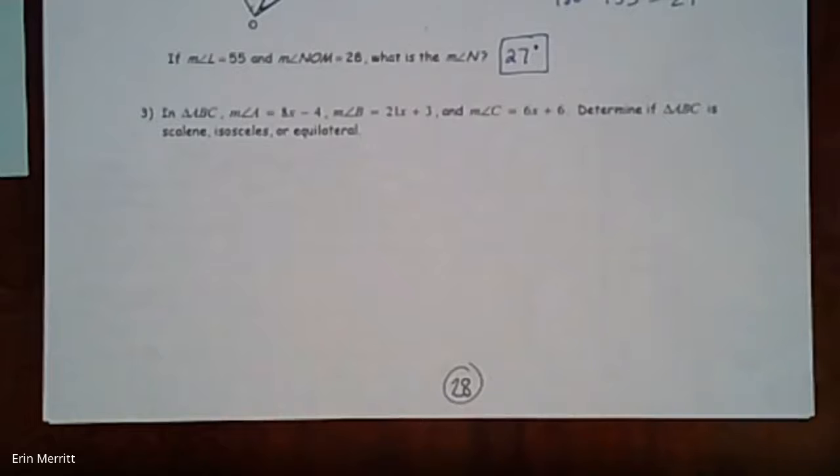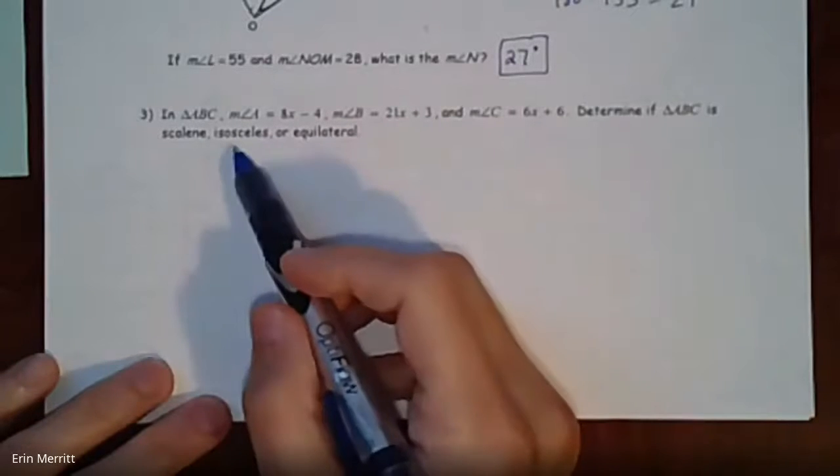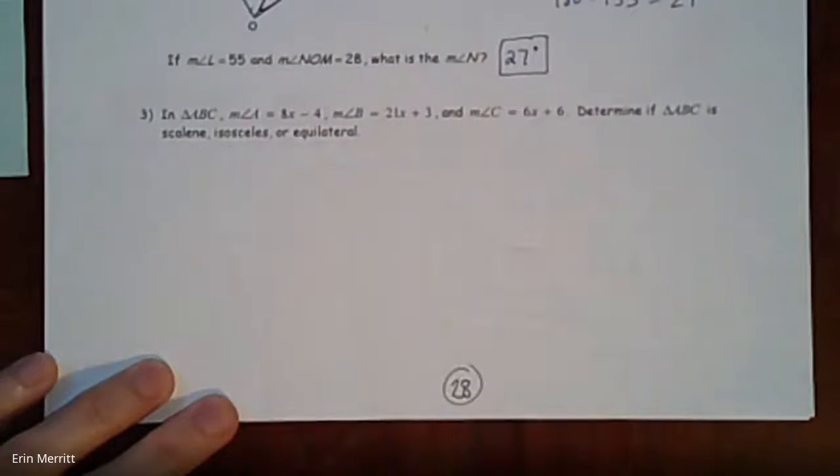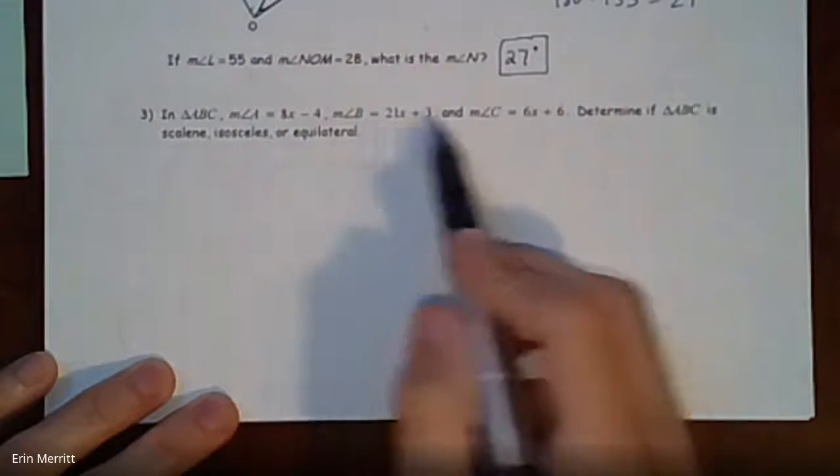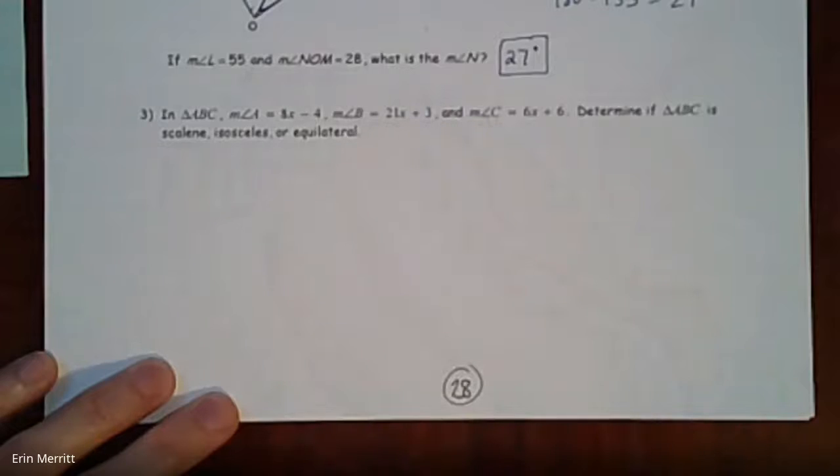Scalene, no sides are the same. Isosceles, two sides are the same. Equilateral, all three sides are the same. We can determine that based on what the angle measures are: if the angles are the same, if two are the same, or if they're all different.